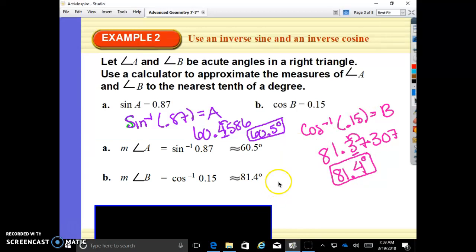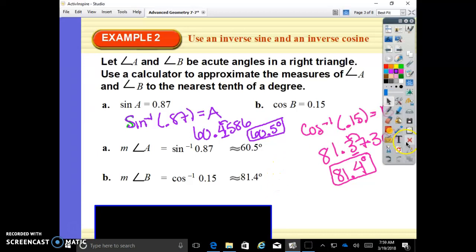Raise your hand if you're able to get this correct. Perfect. Is anyone struggling? No? We're good?